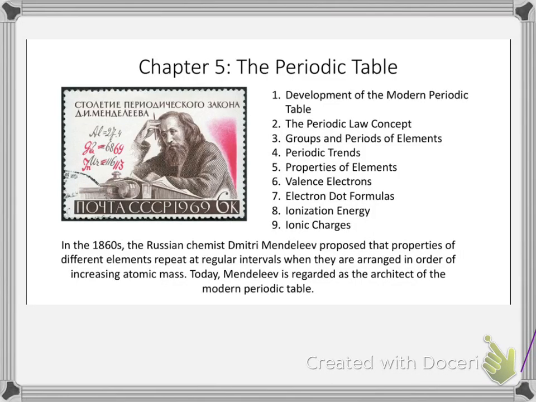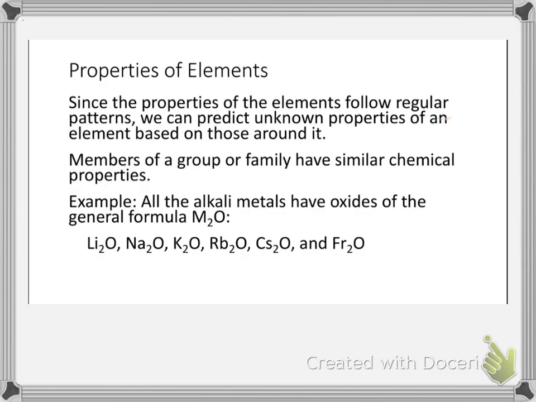We're going to continue in Chapter 5, whose overall theme is the periodic table. What we're going to look at now are the properties of elements, valence electrons, and electron dot formulas. In this chapter, we want to make the connection between the location of an element on the periodic table and their chemical properties. We know that the elements follow regular repeating patterns.